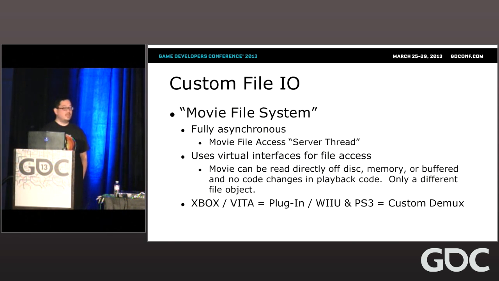We use custom file I/O in our movie playback. So we have a movie file system that has a fully asynchronous server thread, which runs I/O in the background. There's virtual interfaces, so we can actually change what type of file access we use. We can use in-memory, direct reads off disk, pre-cached movies, read-ahead movies, but the underlying movie player code doesn't know what type of file it's reading.